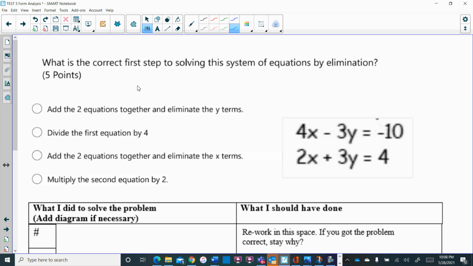Okay, so let's talk about 7, 8. Let's do the next step because they're all kind of dealing with elimination. So this one's just asking for the first step again, guys.